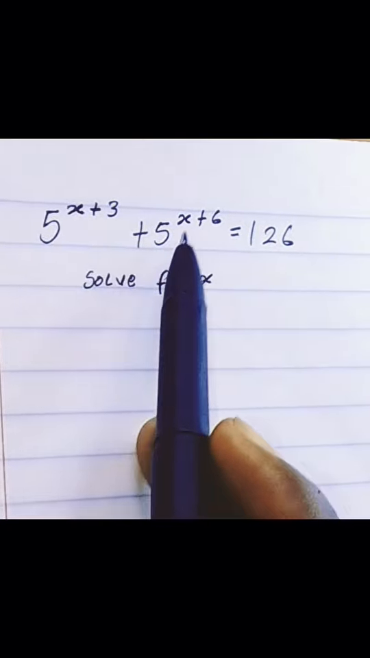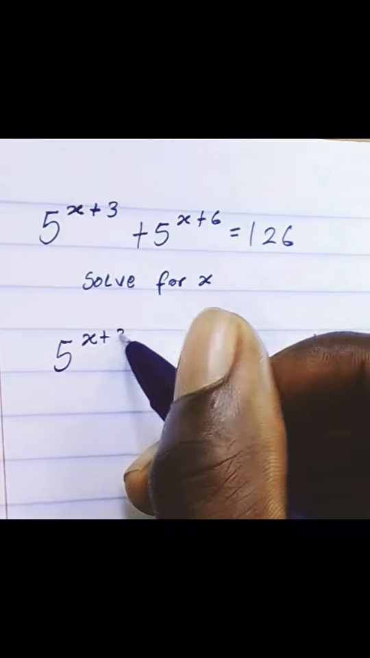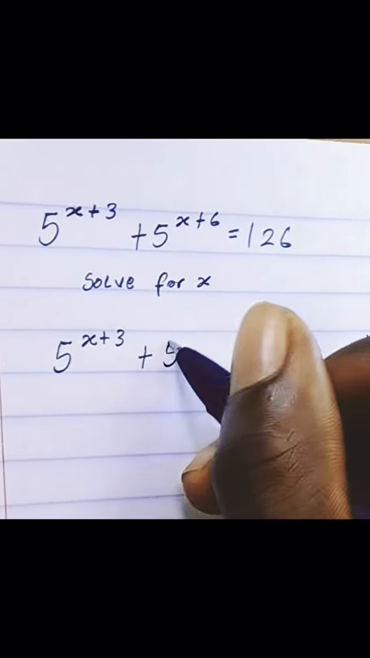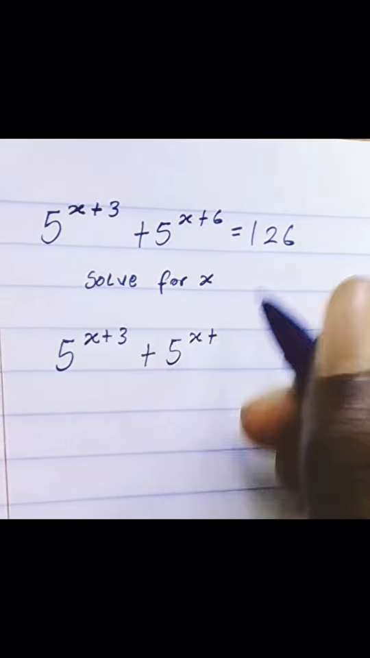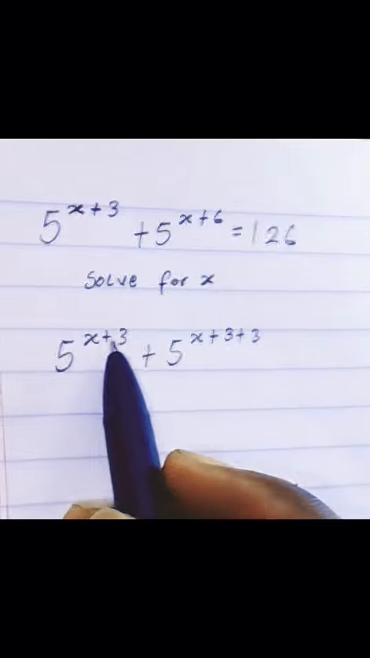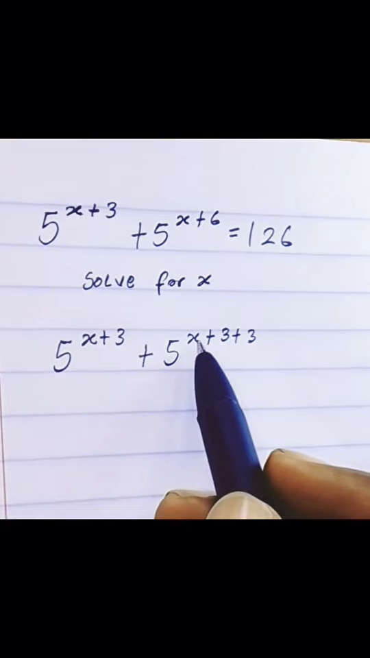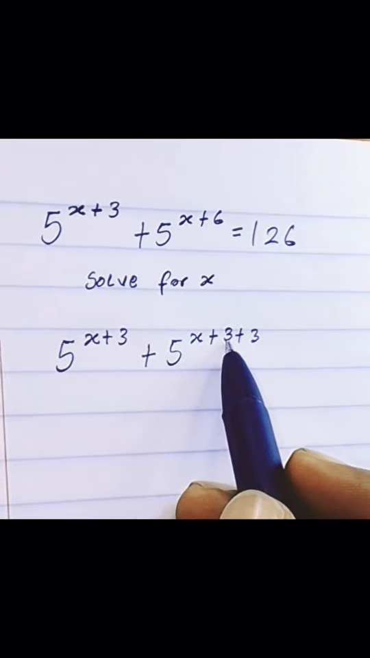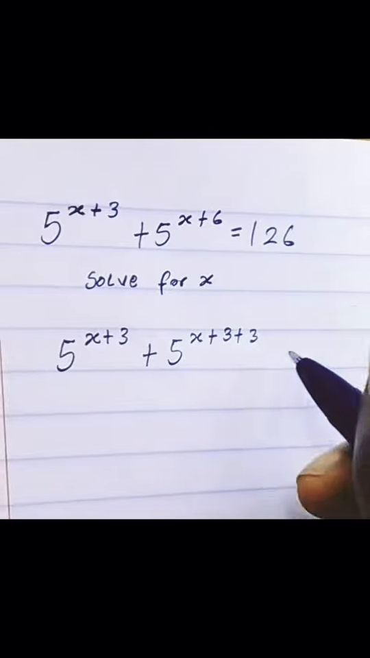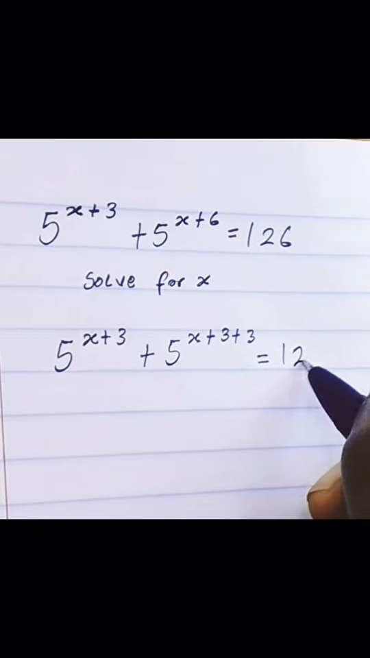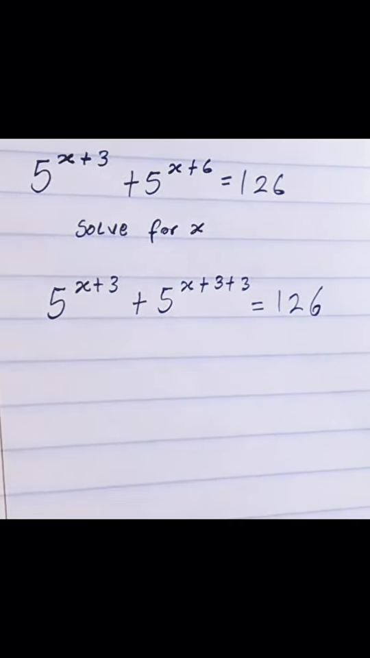I have 5 to the power x plus 3, now plus 5 to the power x plus 6. Now look at 6. 6 can be written as 3 plus 3. There is a reason I did that. You can see that this is x plus 3. I also want x plus 3 here, so that I can factor it out, equal to 126. Now let's continue from here.